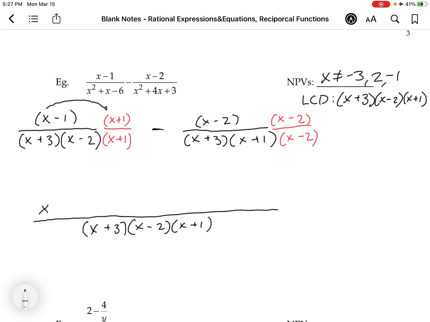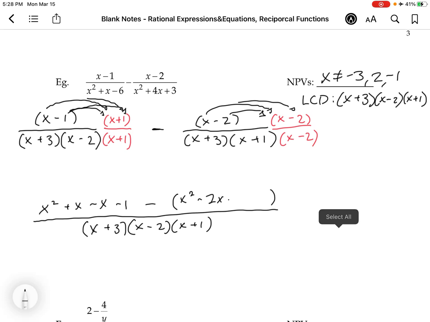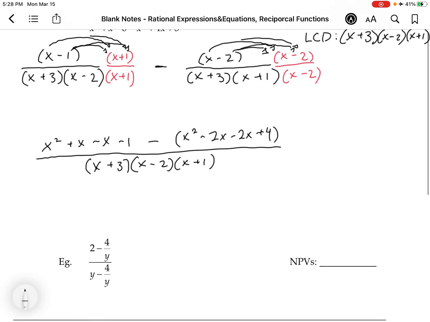Okay. This first numerator, I'm going to have x times x, x squared, plus x times 1, plus x. Minus 1 times x is minus x. And then minus 1 times 1, minus 1. Minus. Now here, put this in brackets because we're subtracting all of the second numerator. Okay? X times x, x squared. X times -2, minus 2x. -2 times x, minus 2x. And then -2 times -2, plus 4.